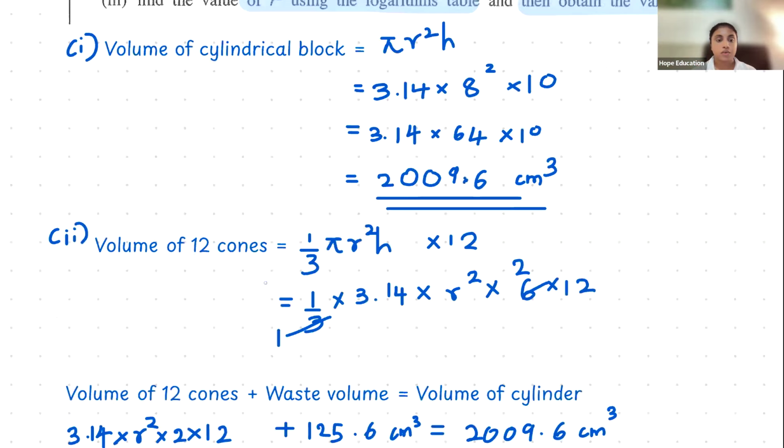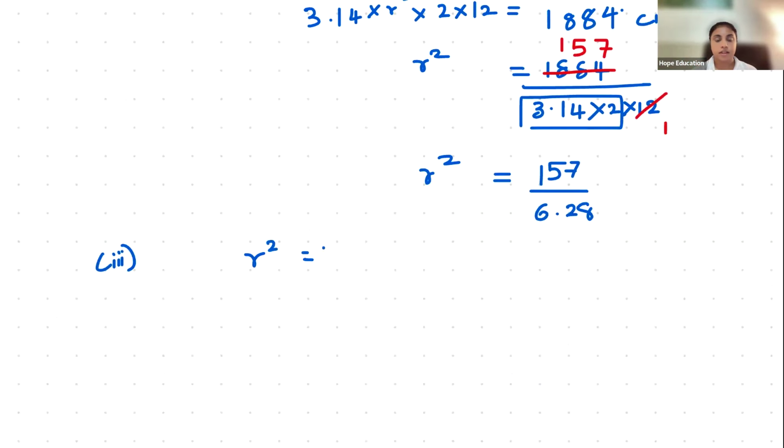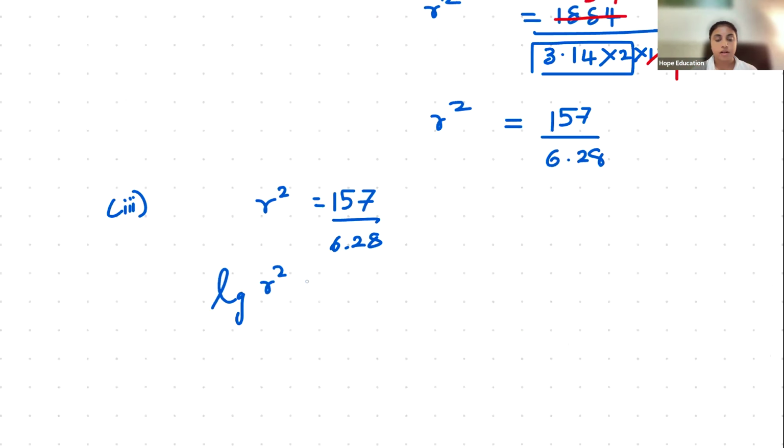So, Roman number 3. R squared equals 157 divided by 6.28. I convert this to log. So lg r squared equals lg 157, division is subtraction, so lg 6.28.